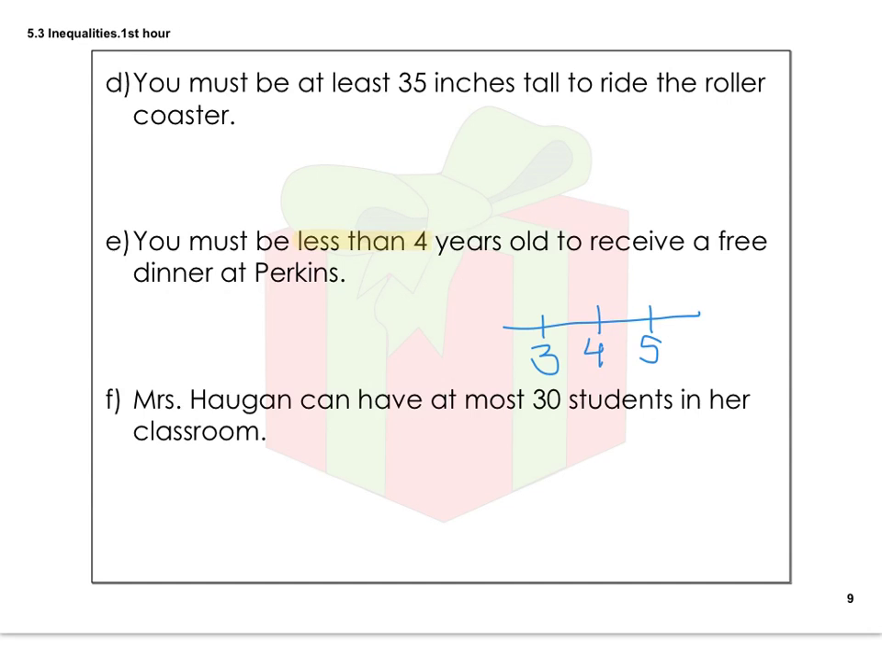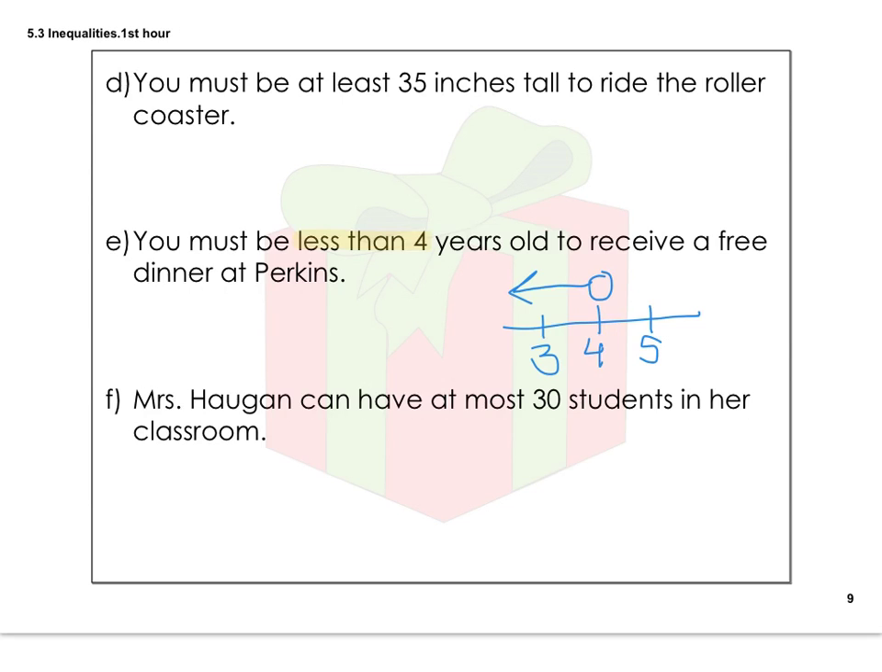Now, if this one just says you must be less than 4 years old, could you be exactly 4? Like, let's say you were going to Perkins to celebrate your 4th birthday. Do you think Perkins would let you have a free dinner? According to their policy, if this really was, they would not have to. So this would be an open circle because once you turn exactly 4, you don't qualify for that free breakfast anymore. And you have to stay younger than that.